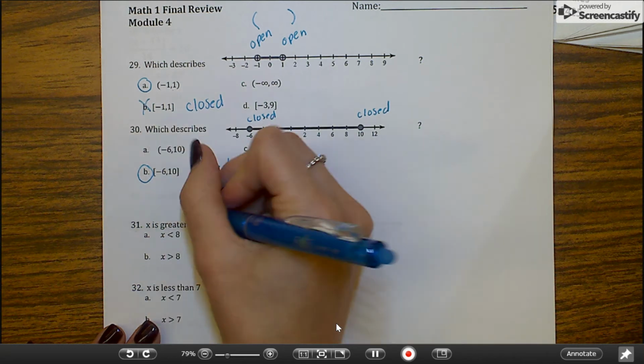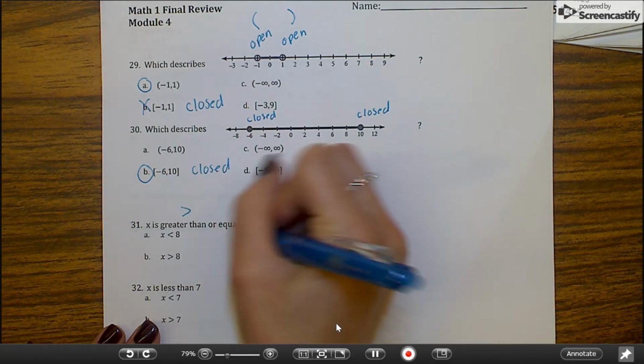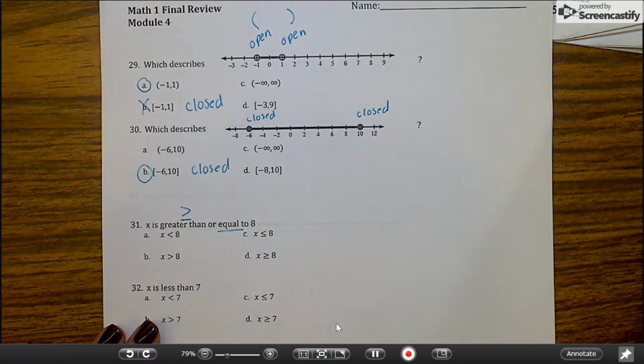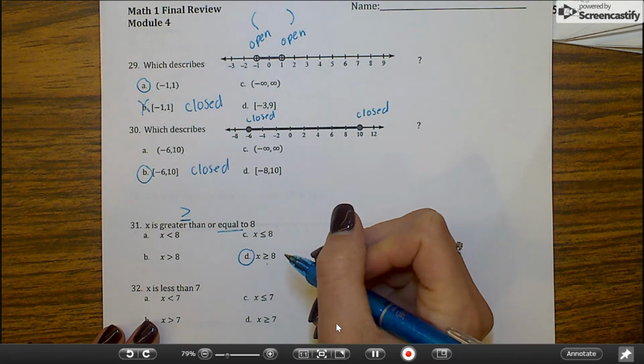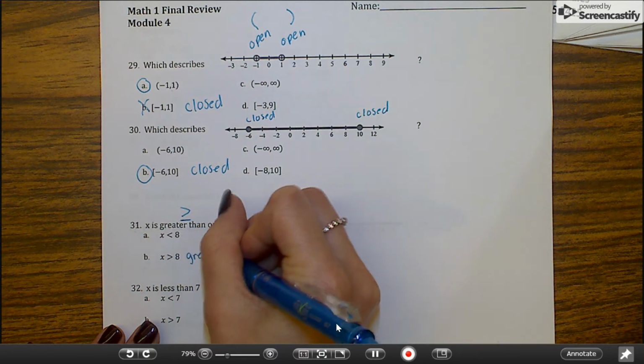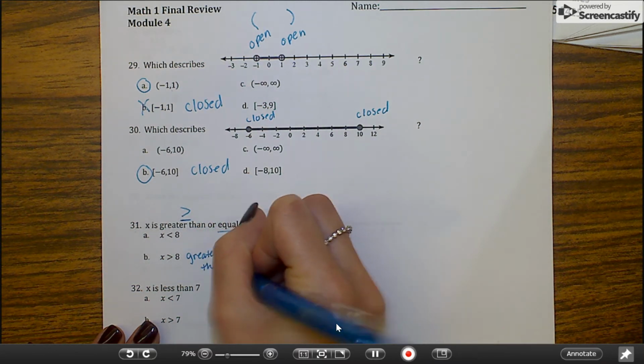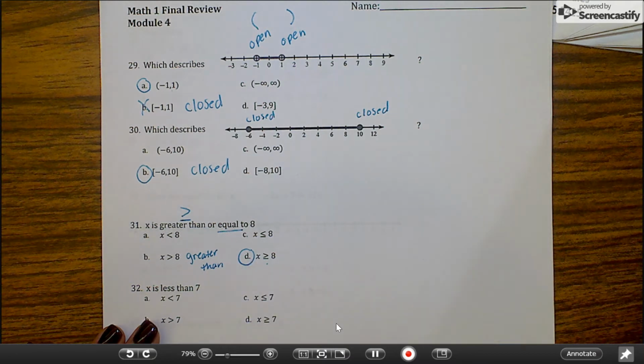X is greater than or equal to 8. This is the symbol for greater than or equal to. This one is just greater than. So the answer is D.